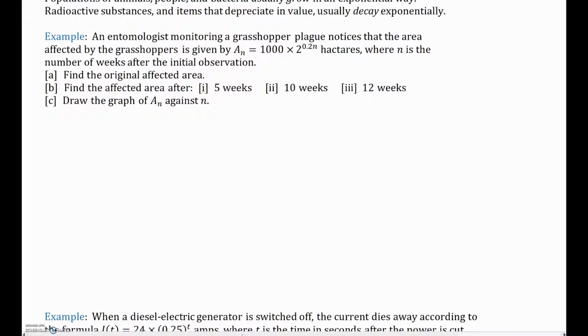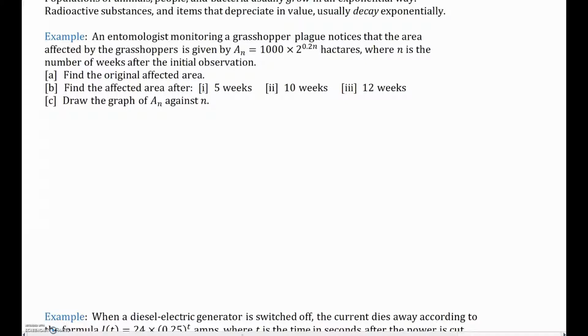All right, so here you go. You have an entomologist, who is somebody who studies insects, monitoring a grasshopper plague and noticing that the area affected by the grasshoppers is given by this formula, 1,000 times 2 to the 0.2 n hectares, 100 meters by 100 meters, thanks, Abby, 10,000 square meters, where n is the number of weeks since the initial observation. So every week, this is how this thing is apparently either growing or decaying for us. We're going to find out what it is.